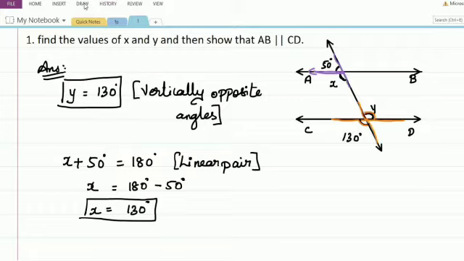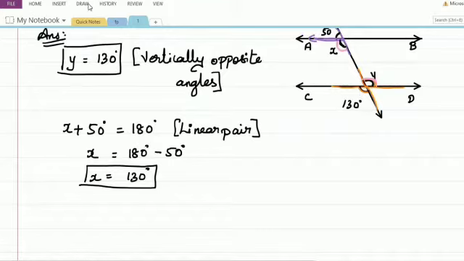Now again look into the diagram. Here is X and here is Y. Here you can observe that these two angles are equal. What about these two angles? This is alternate angles. Yes. So since alternate angles are equal, we can tell that AB and CD, both the lines are parallel.